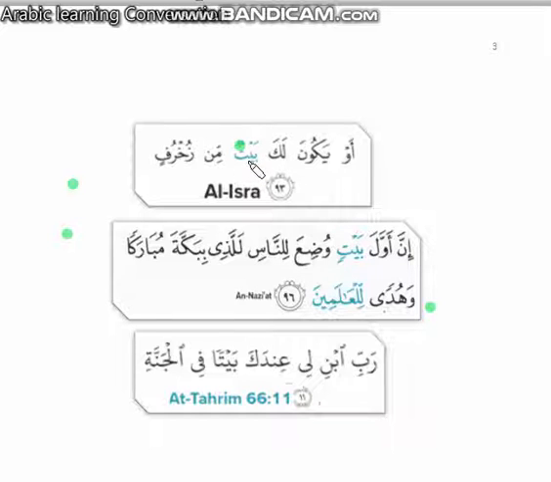Baytun, a house here. But here in أَوَّلَ بَيْتٍ, we have double kasra, which is also tanween. Double vowel sign is called tanween. It also means a house. And here we have indaka baytan, we have double fatha, which also means a house. But why here is it double fatha, why is it double kasra here, and why is it double dhamma here? These are the things we will be learning in our lessons in the future.